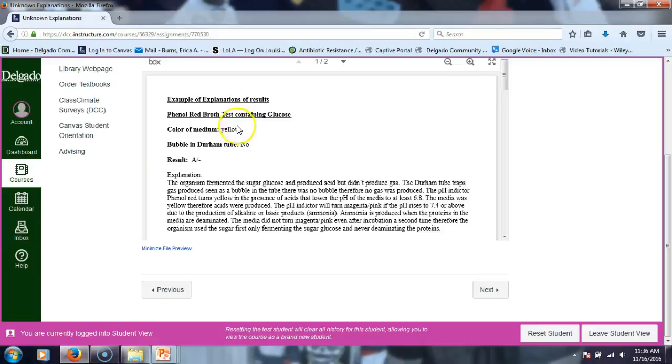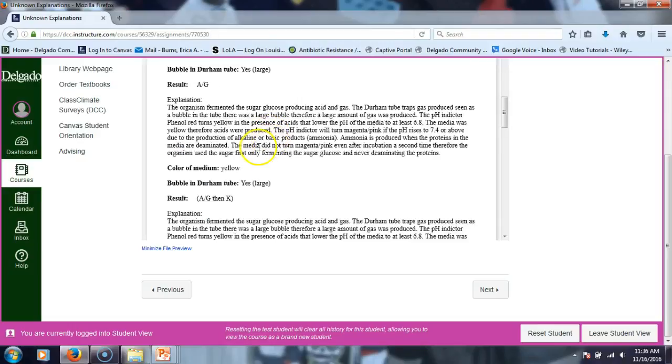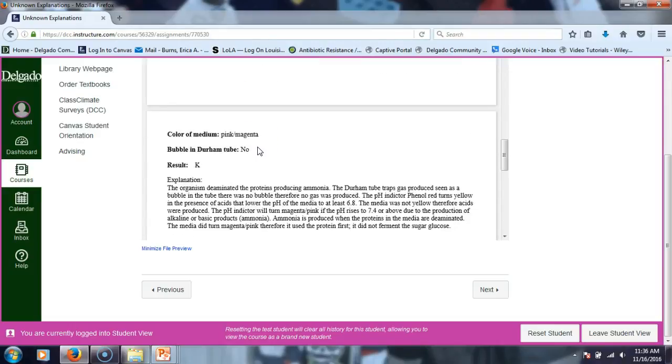So if someone had the result for their phenol red broth that the media was yellow and there was no bubble in the tube, and so your result was A-, this is the explanation. If you read through this, this is an example of the explanation. See how it's a paragraph? I thought, there's no way you're going to fit them on your unknown reports if you really did what you're supposed to do. If you read through each one of these, I did all 4 of the possibilities.